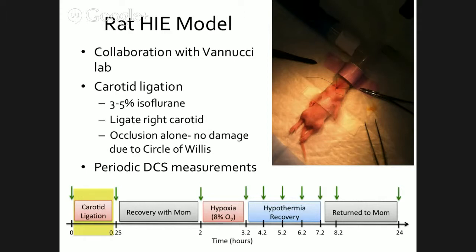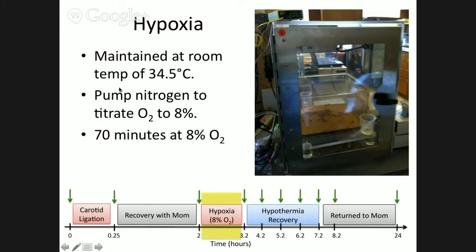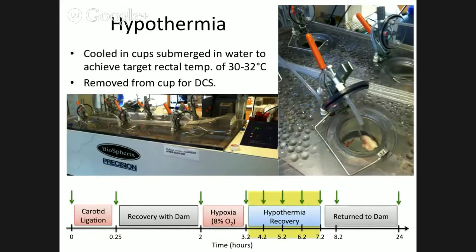The ligation alone doesn't really cause any damage to the rats, but if you combine it with hypoxia, then you do see injury. So we're making periodic DCS measurements all along this time course. We do carotid ligation, we return the pup to mom, then we do hypoxia. For the hypoxia, we do 7 minutes at 8% oxygen, and then they're allowed to recover either under hypothermia or normothermia, and then they're returned to mom.